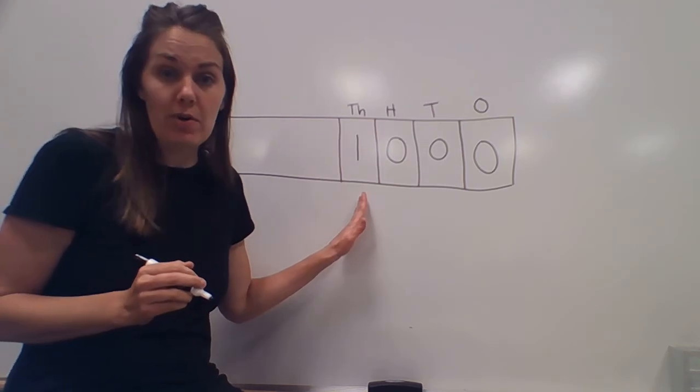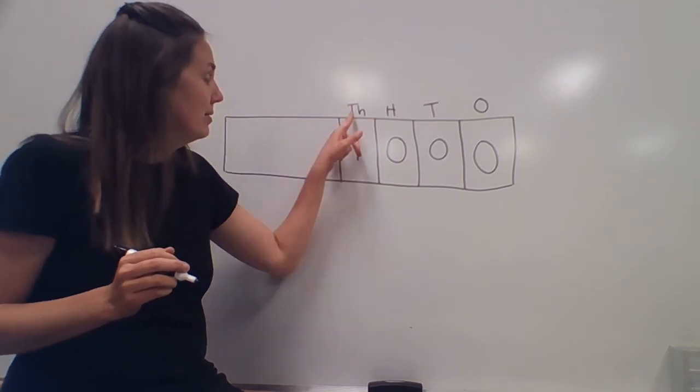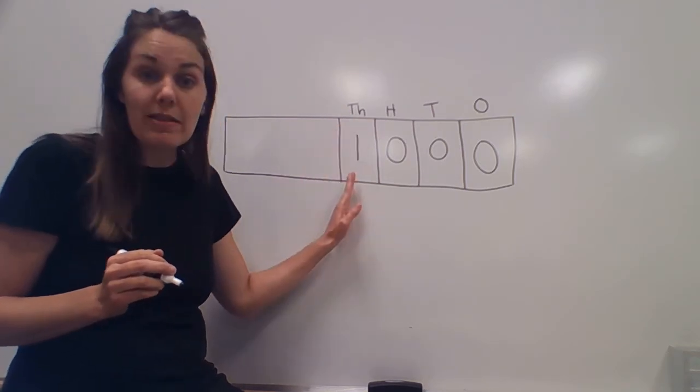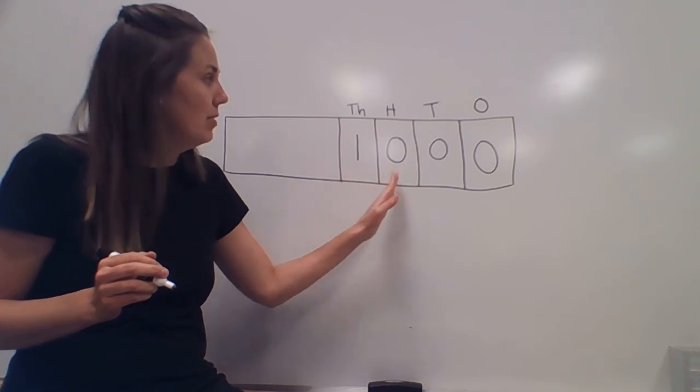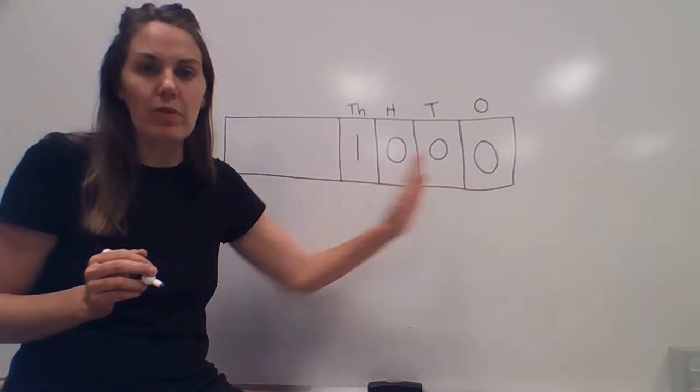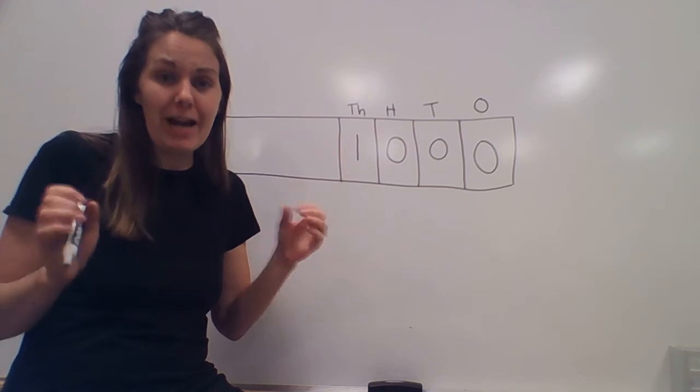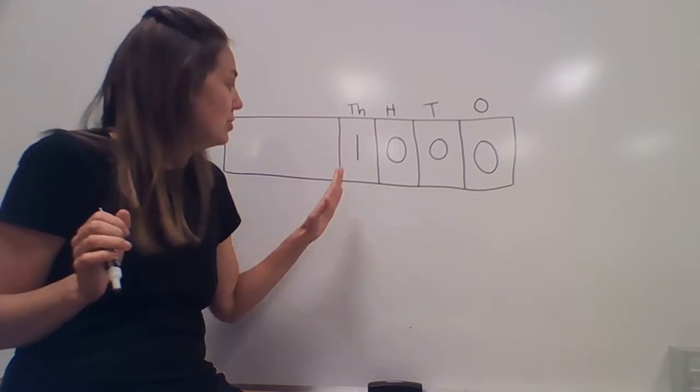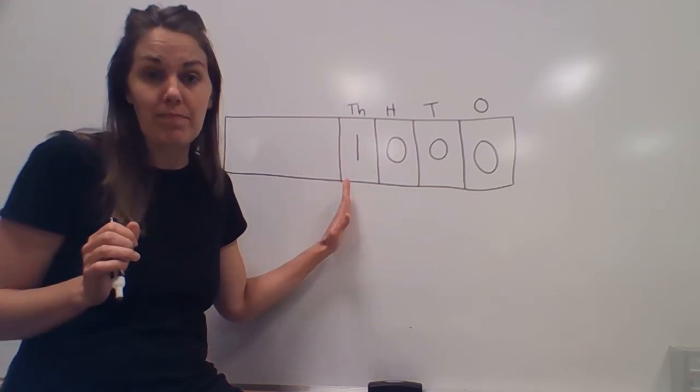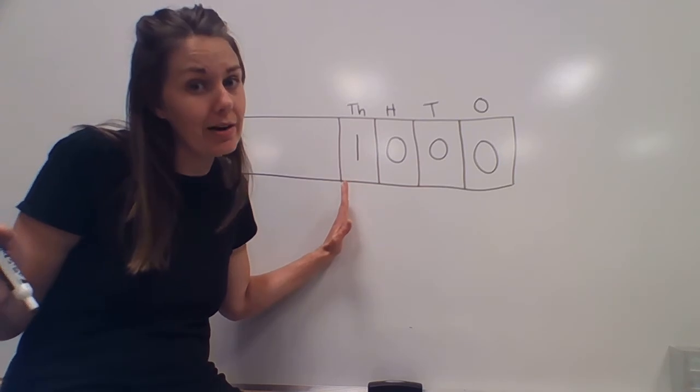So this number would be 1,000 because it's 1 in the thousands place. We have 0 hundreds, 0 tens, 0 ones. So after we get to 999, we get to 1,000. But we can keep going from there.